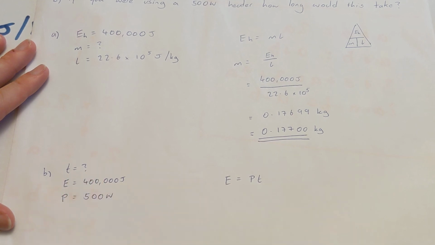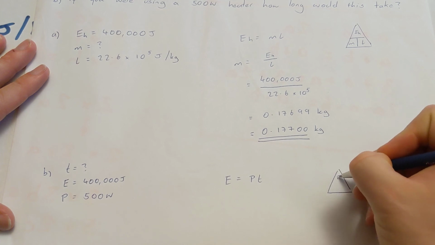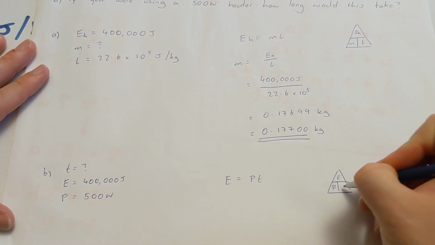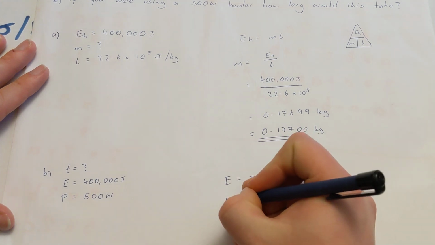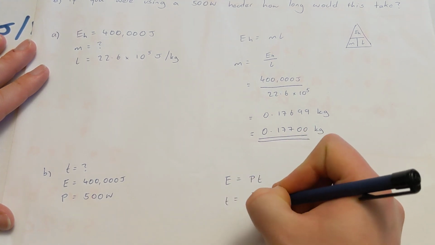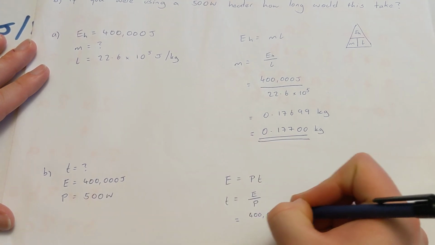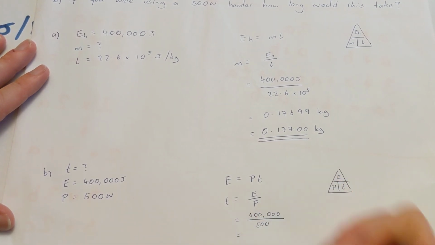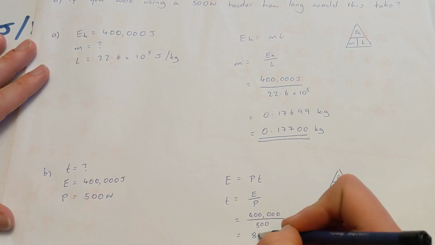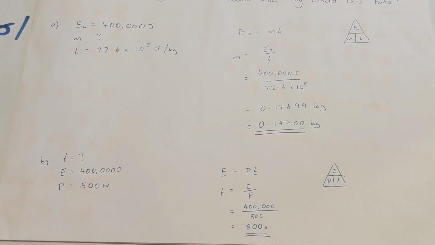And we have all these things, but again, we're going to have to rearrange it. So if you need to use your triangle, we'll have energy at the top, then power times time. Cover up a t, because that's what we're trying to find. So then that leaves us with energy divided by power. So the time equals the energy divided by the power. Sub in 400,000, 500. Pop this in your calculator and you get an answer of 800 seconds. So it's taken quite a long time to do this change as well.